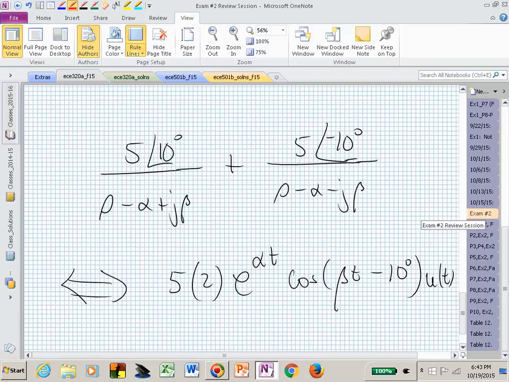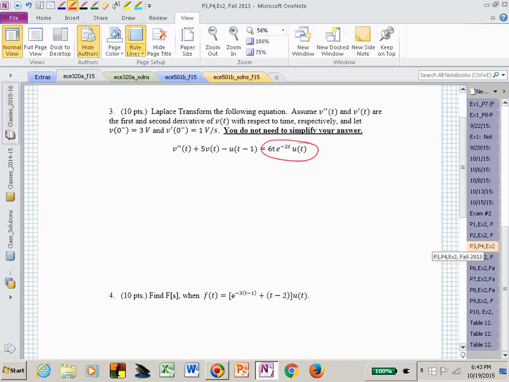Let's see. I see a hypotenuse. Where did this come from? So if you write down the answer, you could say by inspection. But this is really going to probably take a couple of steps to do.